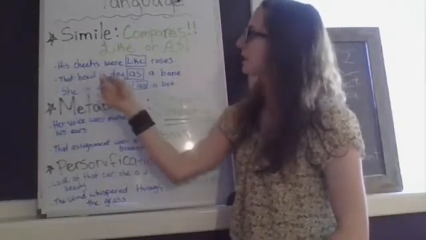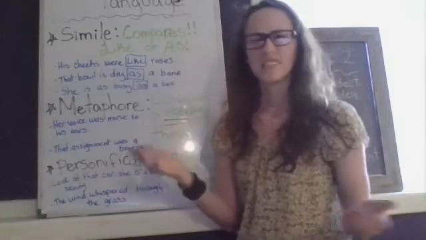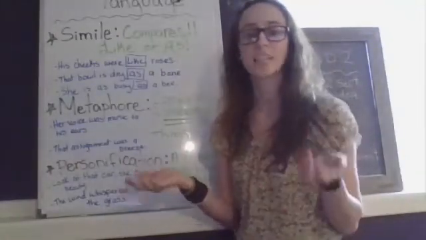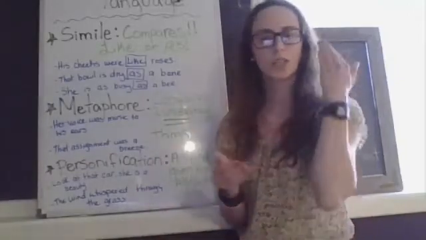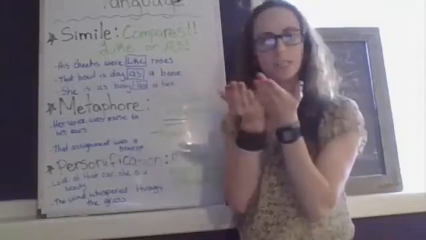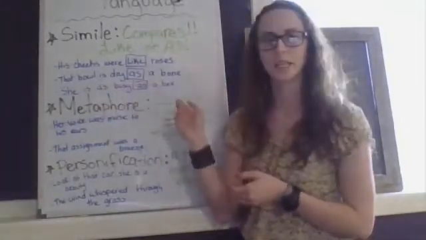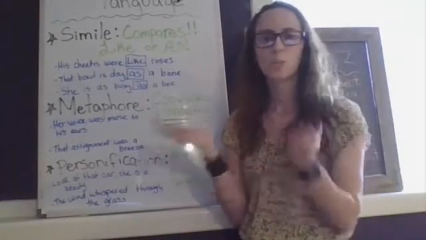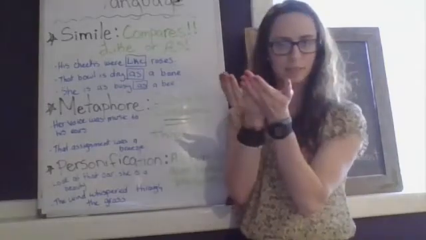That bowl is as dry as a bone. Is the bowl actually a bone? No, we're saying that it's just as dry as a bone is. We're comparing the two, the dry bowl and a dry bone. We're saying they're similar. She is as busy as a bee. Are we saying she's actually a bee? No, we're comparing her busyness to the busyness of a bee and saying they're similar.